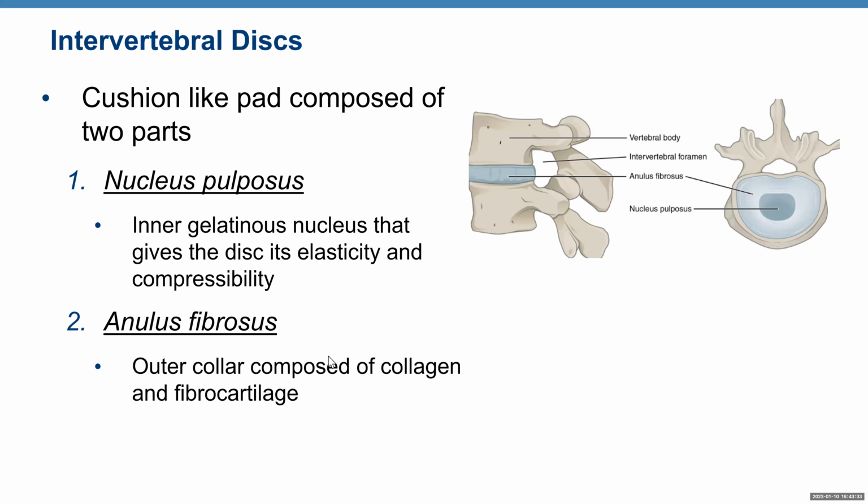Between the vertebrae, you will find a structure called the intervertebral disc. Inter means between, so between vertebrae. It's a cushion-like pad composed of 2 parts. Nucleus pulposus is the inner gelatinous nucleus that gives the disc its elasticity and compressibility. And annulus fibrosus is this part over here, the outer collar composed of collagen and fibrocartilage.